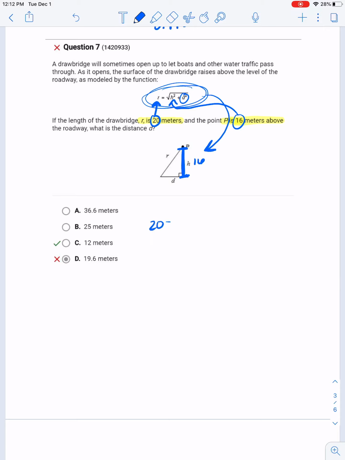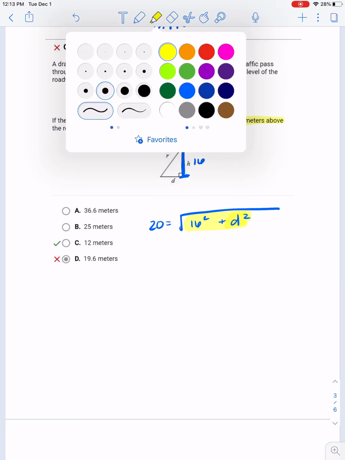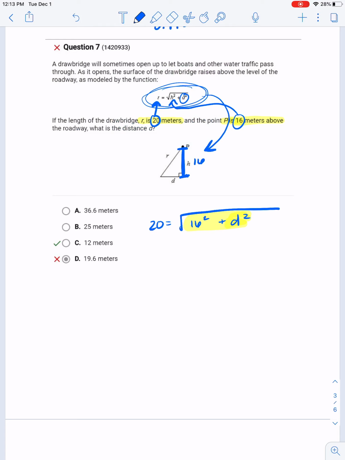So I get 20 equals the square root of 16 squared plus D squared. And then again, if I want to get D by itself, I want to get everything under here by itself first. So there's nothing on the outside of the radical, so let's go ahead and square both sides. So 20 squared is 400. So we've got 400 equals, now the square goes away and the square root goes away. So 16 squared plus D squared.